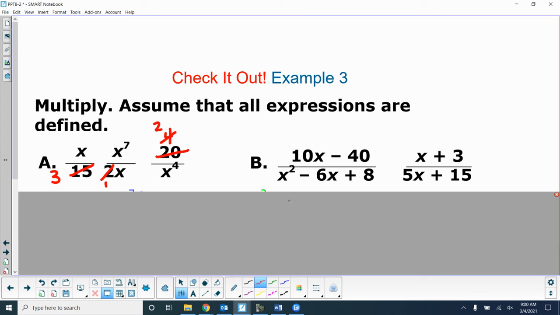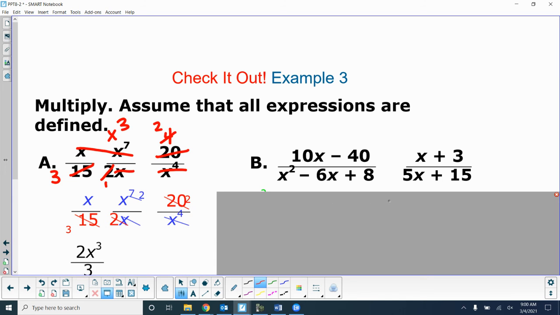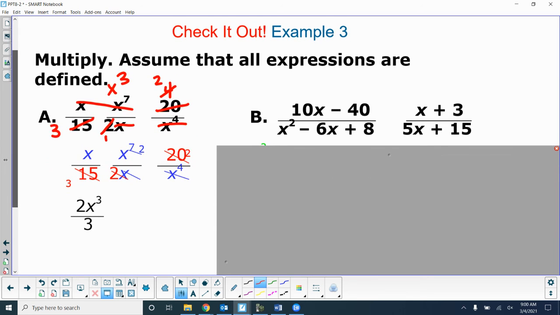How many x's up top? 8. How many in the bottom? 5. So where are they going to end up? How many? All right, so there's going to be 3 x's up top, right? So the bottom is 3 times 1, which is 3, and the top is 2x to the third. Okay?